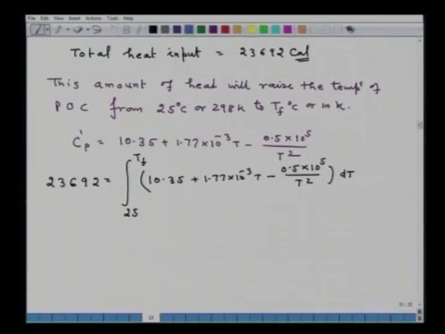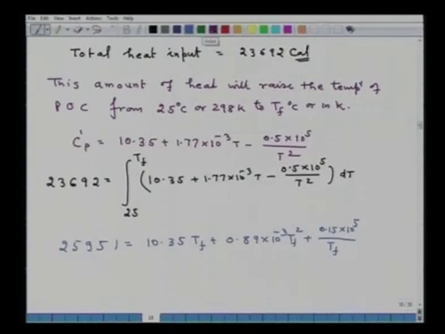So, the equation which I will be getting is 25951, that will be equal to 10.35 TF plus 0.89 into 10 to the power minus 3 Tf square plus 0.15 into 10 to the power 5 upon Tf. Now again solve by iteration.